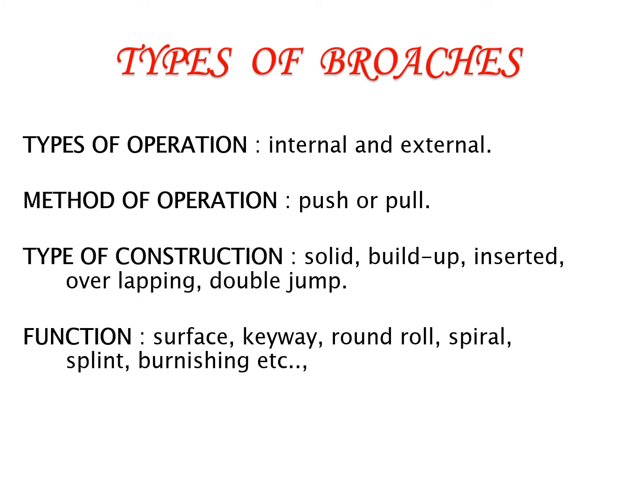The third category is the type of construction. Based upon construction, broaches are classified into solid, built-up, insert, overlapping, and double jump. Next, based upon the functions, they are used for surface broaching, keyway broaching, round, spiral, spline, burnishing, etc.